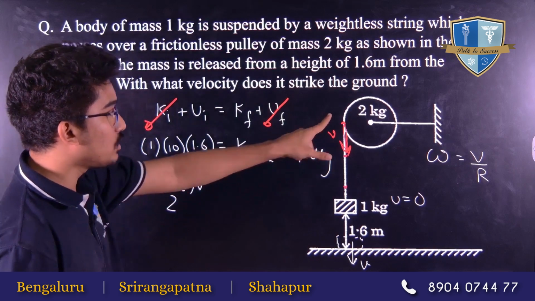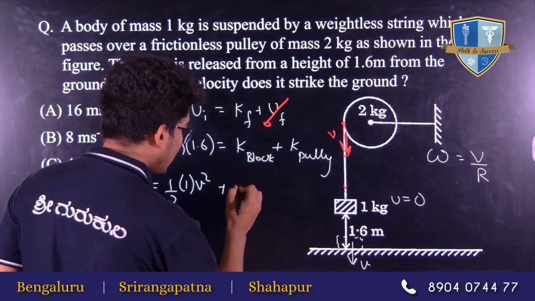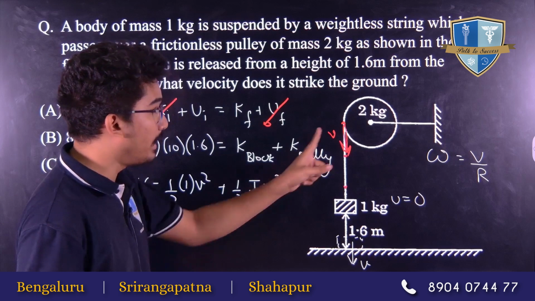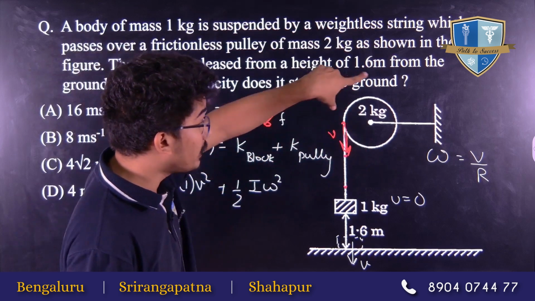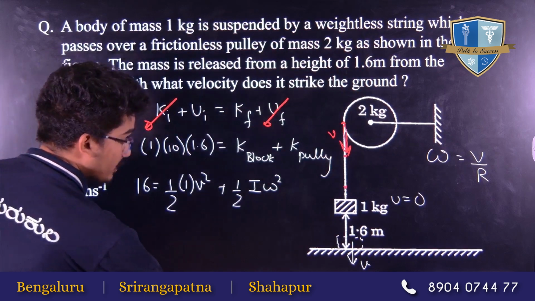Now the kinetic energy of a pulley, which is like a disc, we know is half I omega square, where I is the moment of inertia. The moment of inertia of a disc, if you remember, is mr square by 2. So let's put that value here.